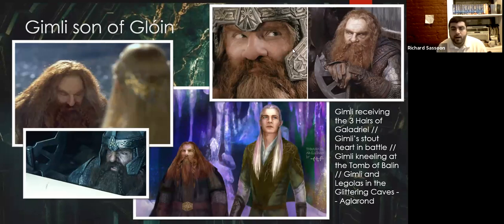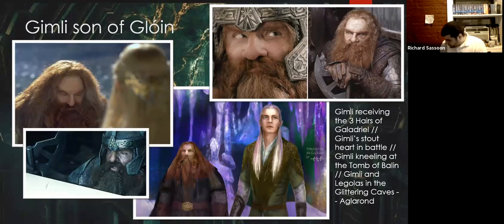The other positive attributes we talked about: Gimli shows a very stout heart in battle. He's very determined. In contrast to the movies, Gimli of the book is actually quite serious. He gives his all in many of these battles, and he puts his life on the line for the other members of the Fellowship.